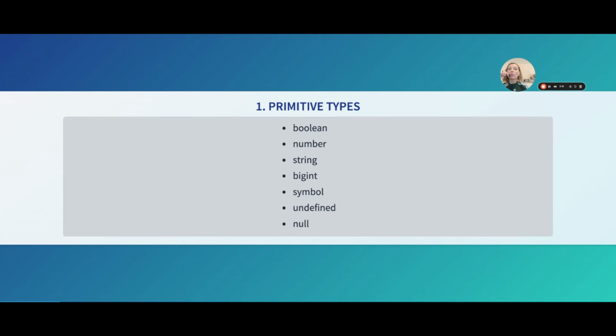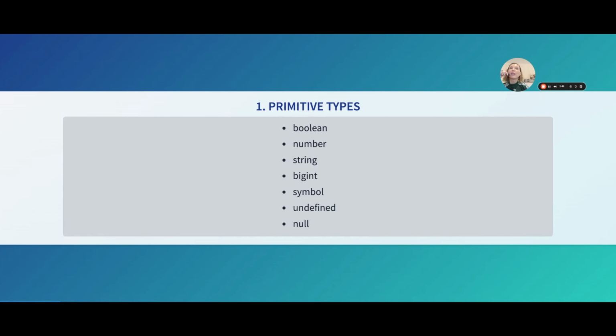And let's start with some primitive types. You've got Boolean for true and false, number for any number, string for text, BigInt for huge numbers, symbol for unique IDs, and undefined or null for empty values. These let you say this variable is a string, for example, and nothing else. It's the foundation for TypeScript's safety net.